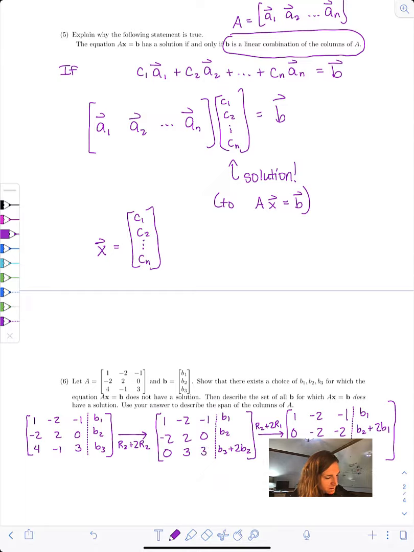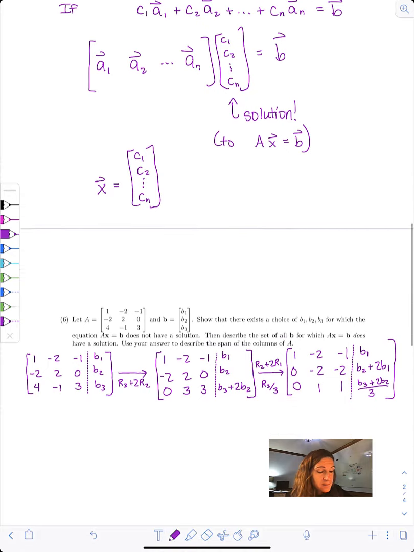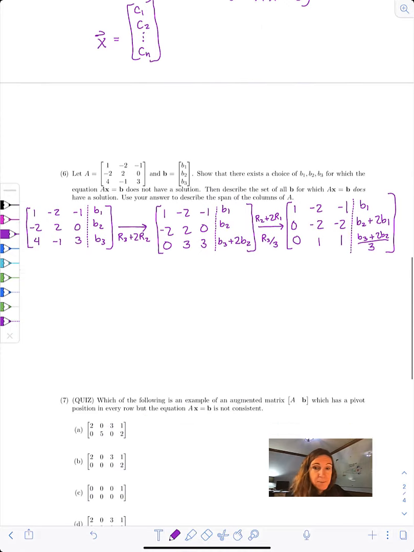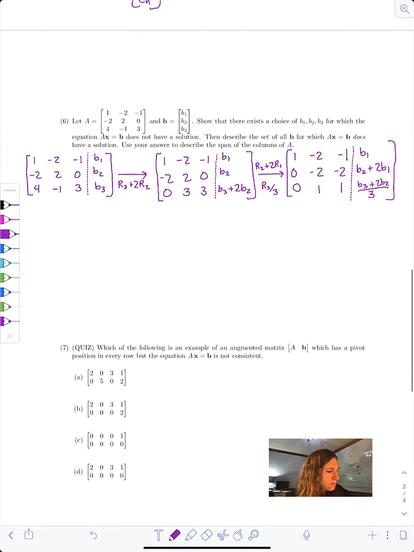And actually, I'm going to make that row a little bit nicer. Let's divide row 3 by 3. And so we get 0, 1, 1. And now we have b3 plus 2b2, and since we divided the whole row by 3, we need to divide the entry in the last column by 3 as well. Okay, so we have a little bit more work to do.